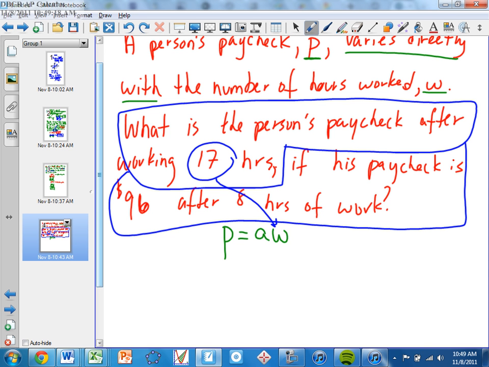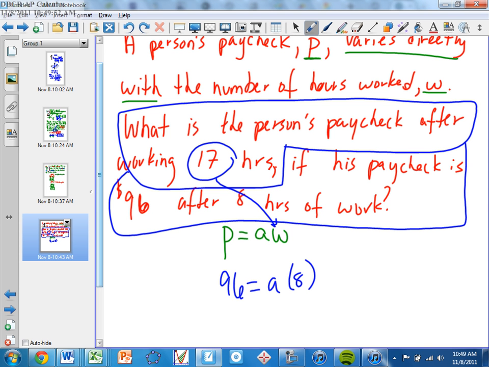Why the bottom one, Claudia? It gives you P and W. Very good. If I use the 17 by itself, I can't figure out A or P, because I don't know either of them. But if I use 96 and 8 together, if I put a 96 here and an 8 over here, I can figure out A, just like the last problem. So you need to use the scenario that gives you enough information. The second scenario tells you that it is $96 after 8 hours. Based on that, I can find A, or the hourly rate.